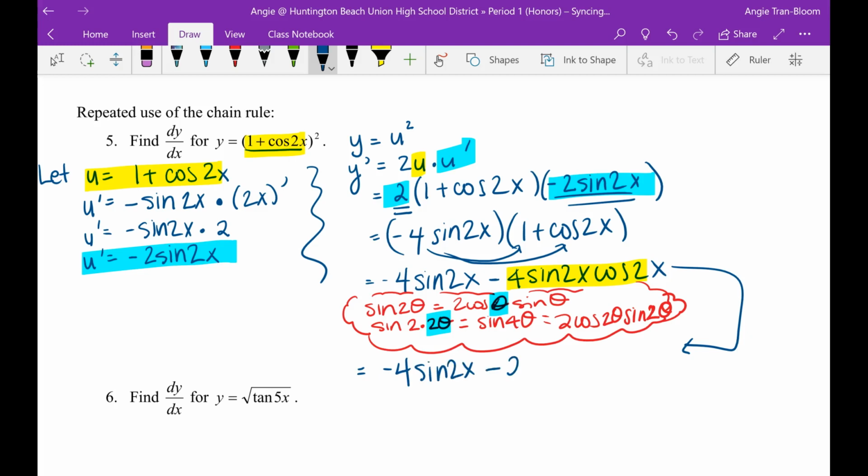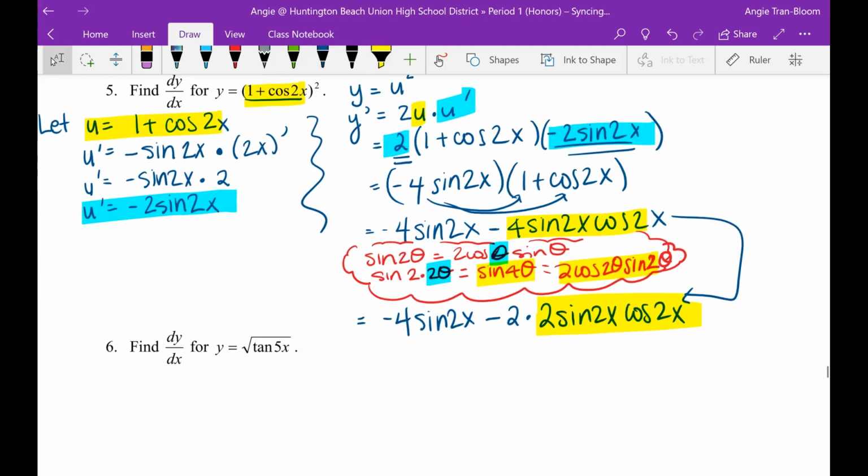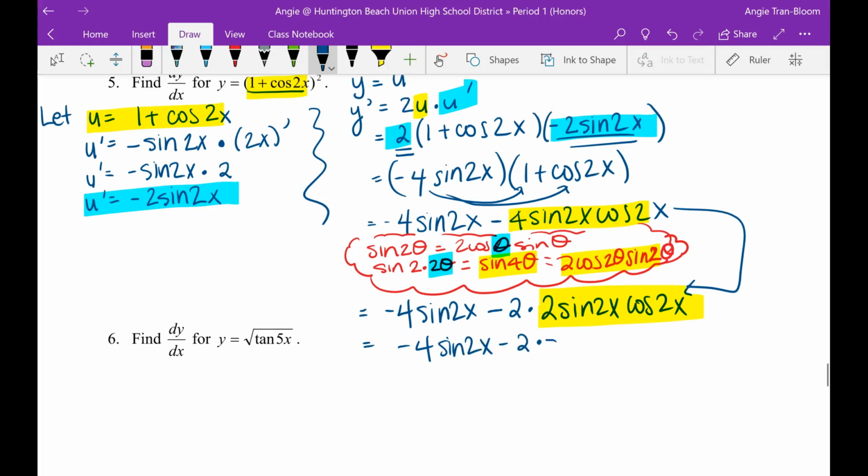I'm going to rewrite 4 as 2 times 2 sine of 2x cosine of 2x. Okay, this right here is a double angle identity of sine of 4x. So now I will definitely need to put it back in -2 times sine of 4x. Okay. So as you can see, this is a lot simpler to look at. So -4 sine of 2x minus 2 sine of 4x.